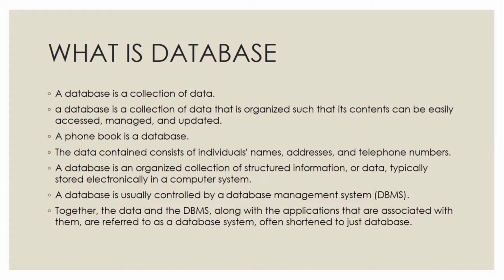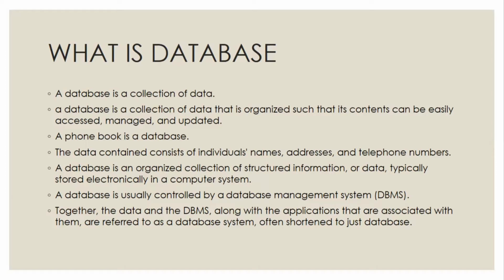A phone book is a database, and the data contained consists of individual names, addresses, and telephone numbers. Like I told you before, we can have a database of a hospital in which we store patient numbers, names, and addresses in different columns with different data types. A database is an organized collection of structured information or data, typically stored electronically in a computer system. We store our database using different softwares.